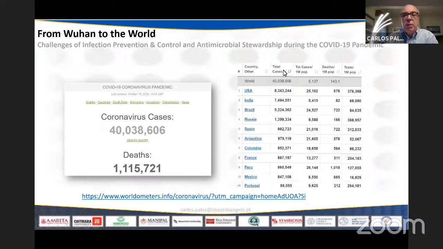Of course, this total number of cases is dependent on the tests per population. And you can see, for example, that if India tested the same amount of patients as the United States, the numbers would be exactly the same in terms of the total number of cases. By the way, Portugal ranks in the 46th position, but all those countries are worsening their situation as we are now facing the second wave in Portugal.